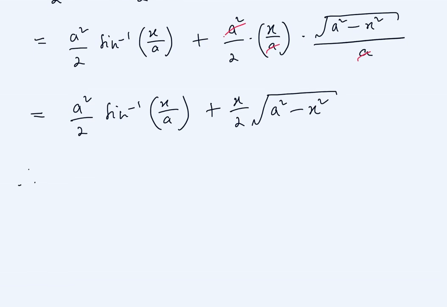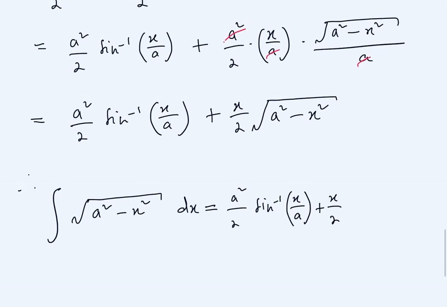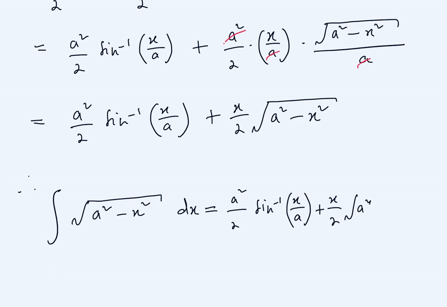So the conclusion then is, therefore, the integral of the square root of a squared minus x squared with respect to x is equal to a squared over 2 multiplied by the inverse sine function of x over a, plus x over 2 multiplied by the square root of a squared minus x squared, plus arbitrary constant c, because it is an indefinite integral. Okay, so that basically proves that formula.